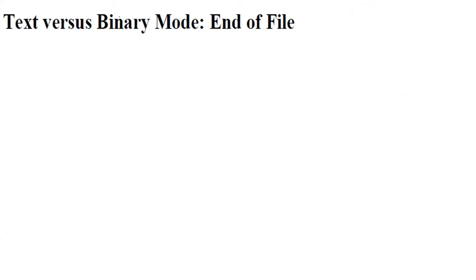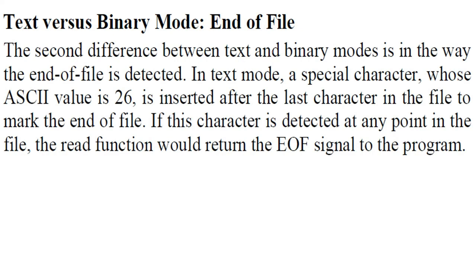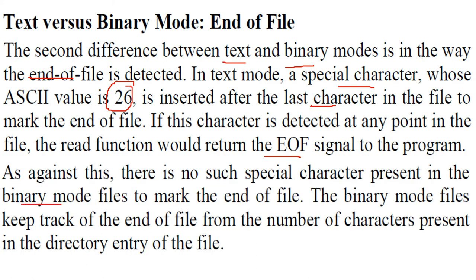End of file, text versus binary mode. The second difference between text and binary mode is the end of file. In text mode, there is a special character whose ASCII value is 26, which is inserted automatically as the last character in the file to mark the end of the file. If this character is found, the read function returns the end of file signal to the program. But in binary mode, there is no end of file marker. In binary mode, the file keeps track of the end of the file from the number of characters present in the directory entry of the file. This is the important difference.